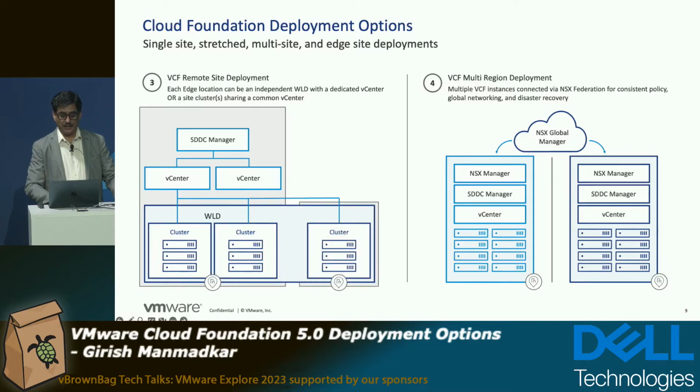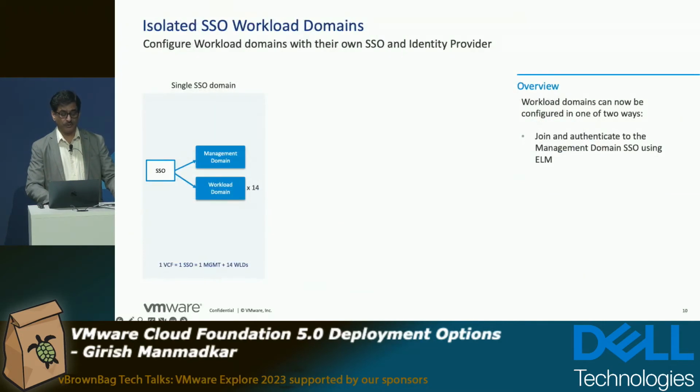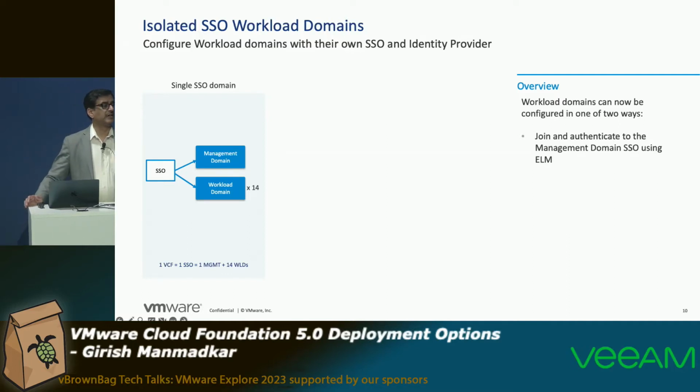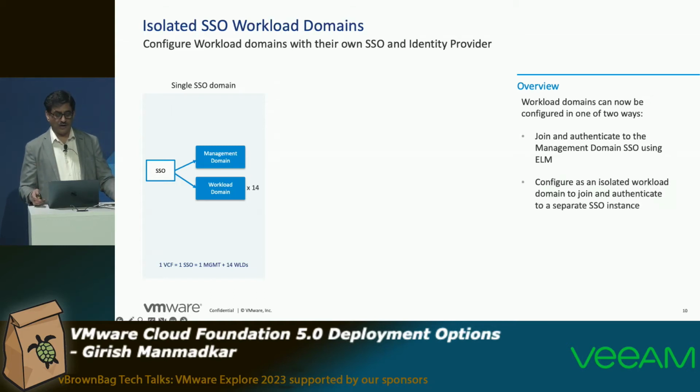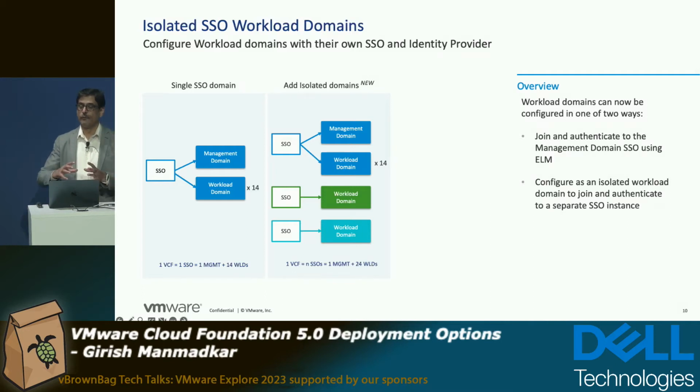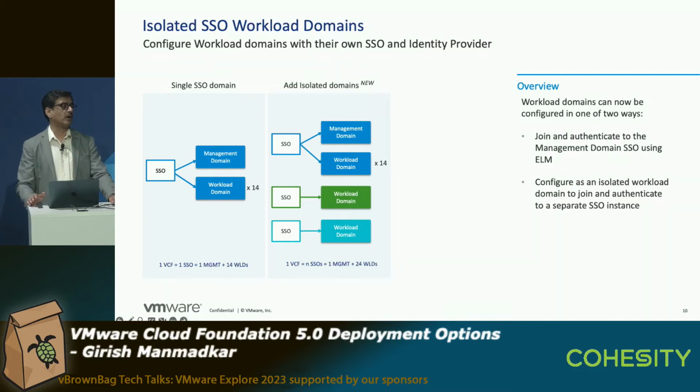So with that said, with VCF 5.0, you probably have heard about having an isolated workload domain. What you see is a single SSO domain that we started with, and you can grow up to 14 workload domains because all those workload domains' vCenter Servers were in enhanced linked mode. But with VCF 5, we are able to give you an ability to isolate them. You can have 14 workload domains in linked mode, but you have an option when you're creating a workload domain to have its own SSO domain. And then you can scale up to 24 or 25 workload domains essentially.